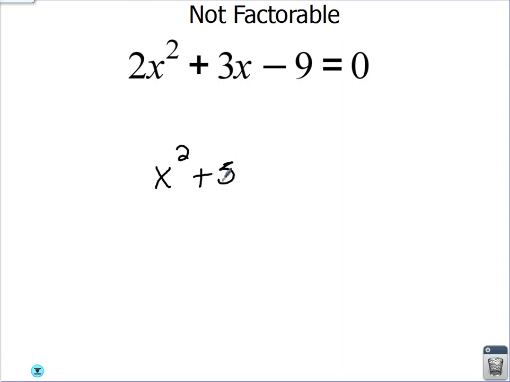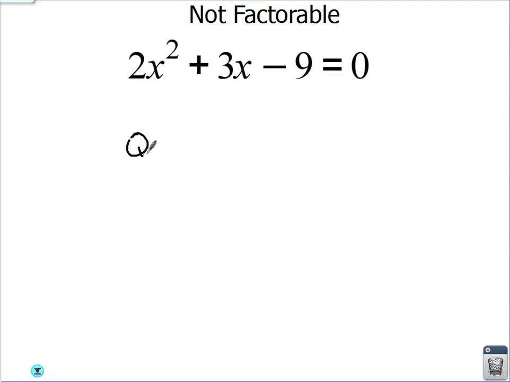Look at this one. X squared plus 5x minus 10. What if you had to solve something like that? What multiplies to give you negative 10 and adds to give you positive 5? Nothing. The only things that multiply to give you 10 are 2 and 5, and 10 and 1, and neither one of those adds to give you a positive 5. That is not factorable. What do I do when something's not factorable?